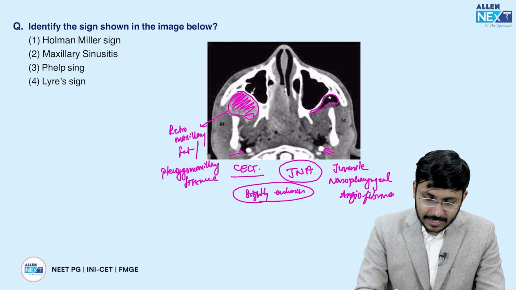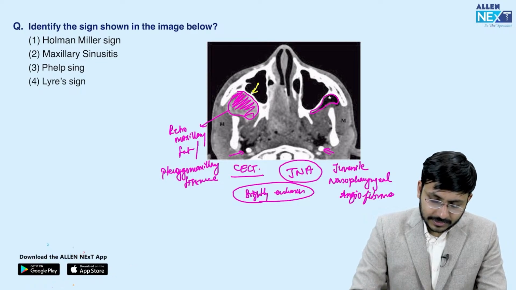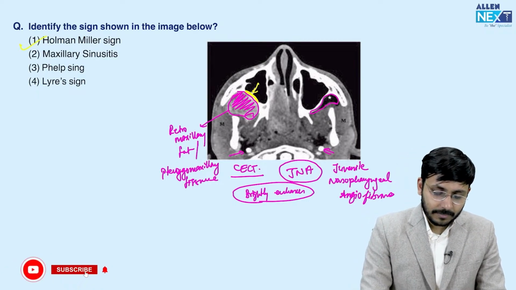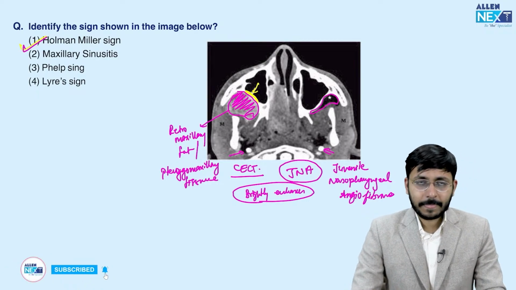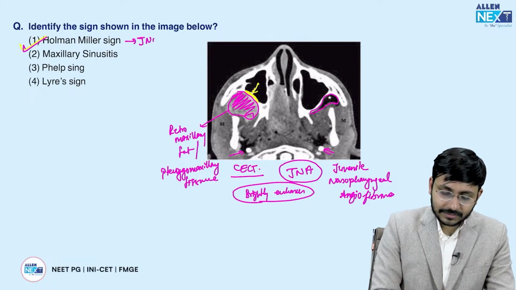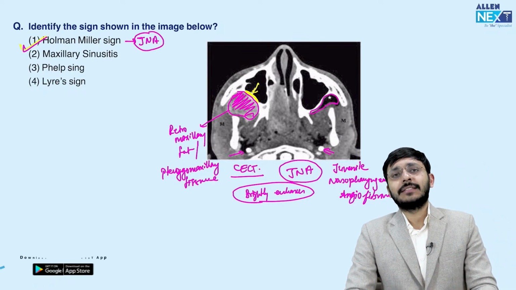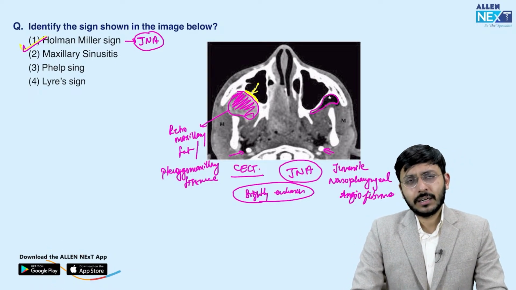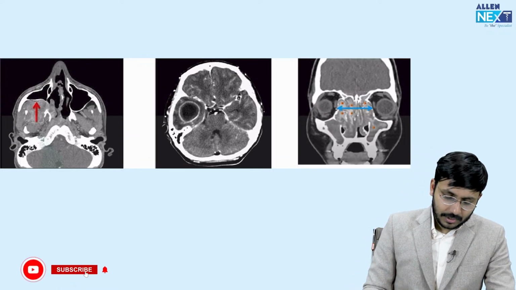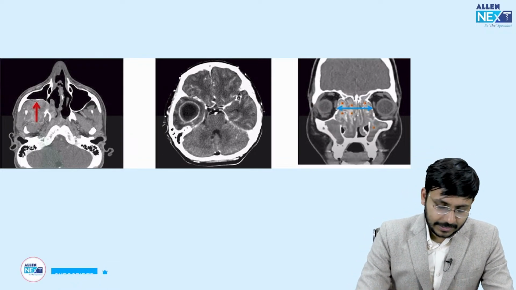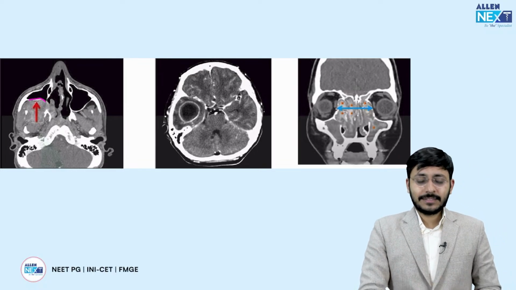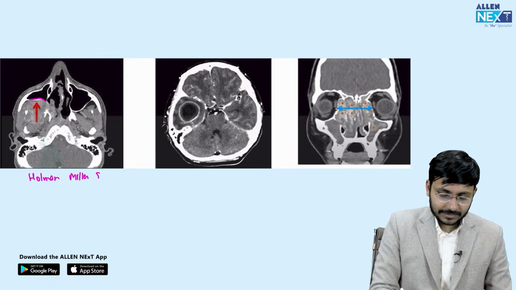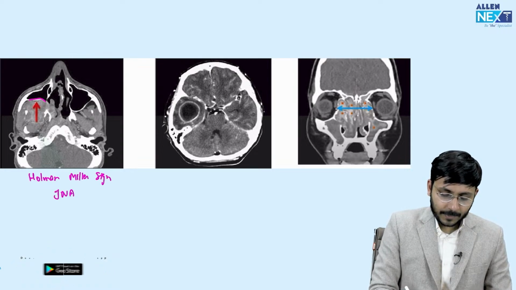So there is this anterior bowing of the maxillary sinus. This is known as a Holman-Miller sign, and this signifies that it is a JNA. It is seen in juvenile nasopharyngeal angiofibroma. So let's just see other similar cases. One we have already discussed, that if there is anterior bowing of the maxillary sinus, this is your Holman-Miller sign, and this is seen in, yes, JNA.